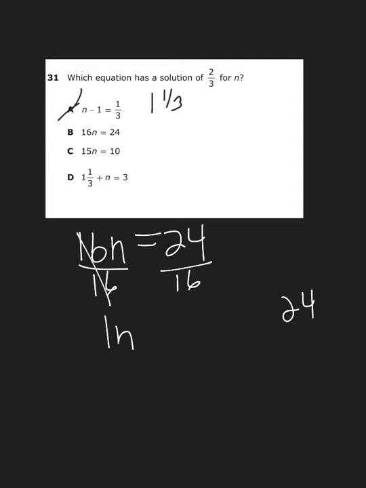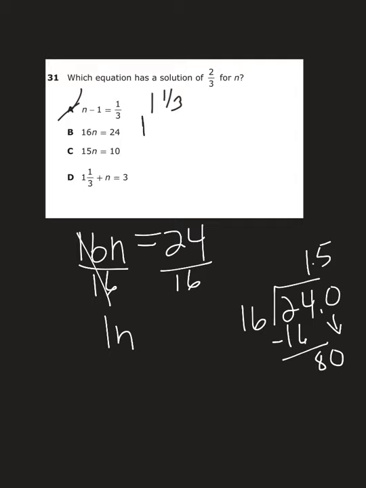And I'm going to have to work this out. So remember, our numerator always goes in the house. So 16 goes into 24 one time. And that leaves 8. 16 cannot go into 8, so I'm going to go ahead and add a decimal. Bring down the 0. 16 can go into 80 5 times. So that answer is 1 5/10. And that is not 2/3.